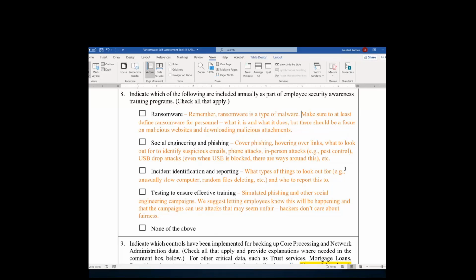There are in-person attacks. A prime example is a pest control attack where an attacker will dress up as pest control or dress up as looking like they're with the fire department and try to enter the facility and physically gain access to servers or a network port or a data port.